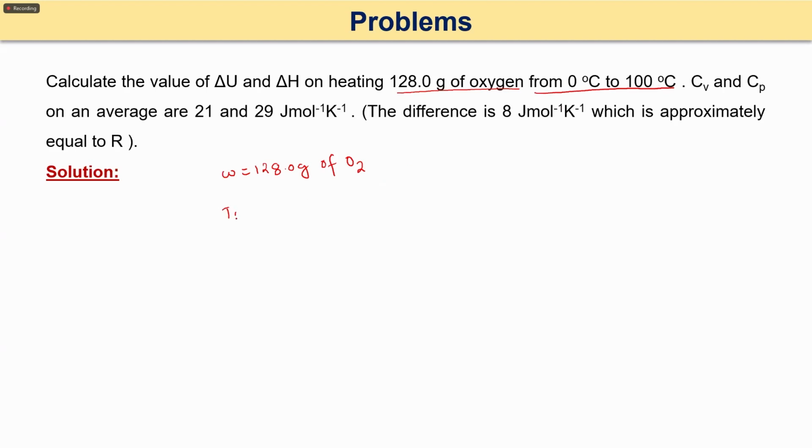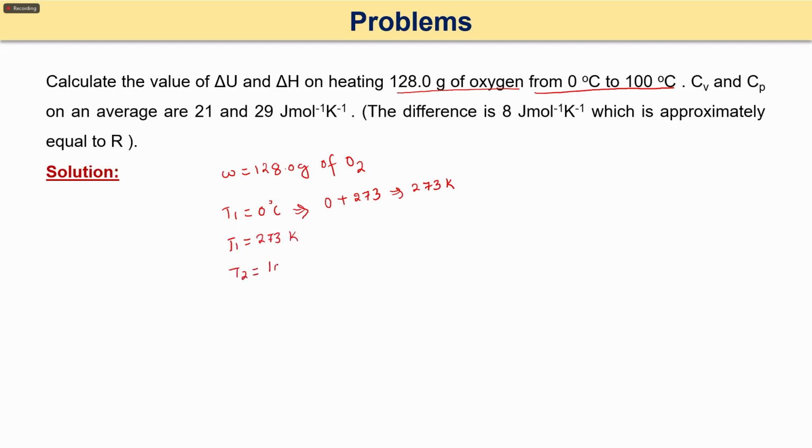Initial temperature T1 is 0 degree Celsius, and if this is the case, we change this 0 degree Celsius into Kelvin. What do we get? 0 plus 273, that means 273 Kelvin. So T1 is 273 Kelvin.